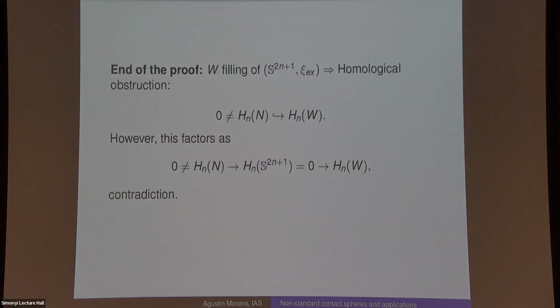The end of the proof is you assume that you have a filling of the sphere up there. By construction it still has the dividing set sitting over it with non-trivial nth homology. The homological obstruction theorem tells you that the filling should have non-trivial nth homology coming from the dividing set. However, this factors by inclusion through the sphere at the boundary, and the n plus one dimensional sphere has no nth homology. So you get a contradiction. That's how you prove non-fillability.